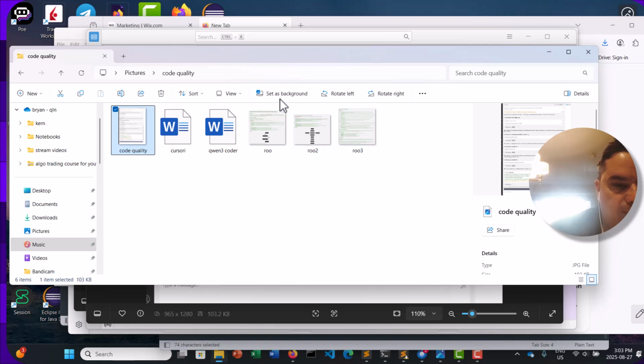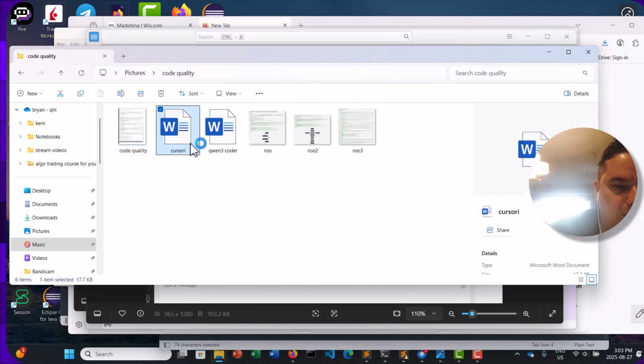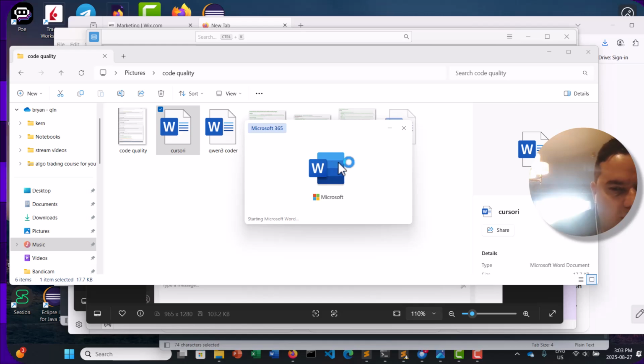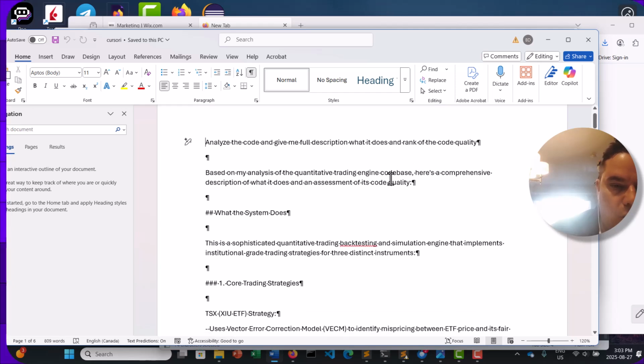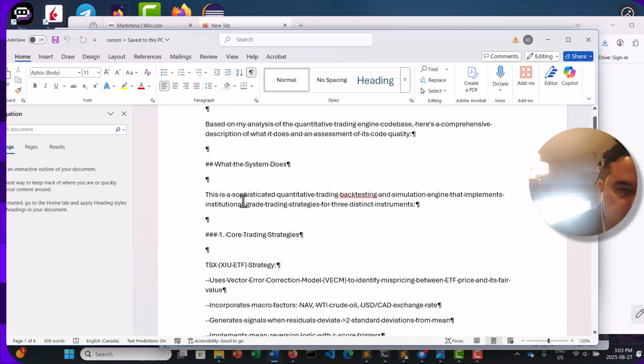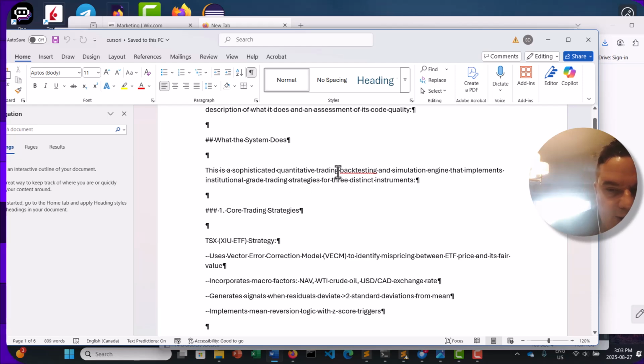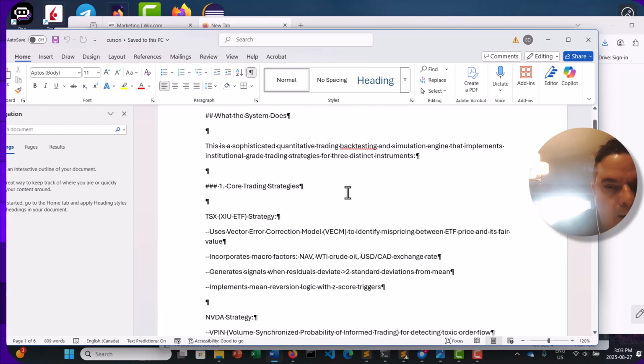All right, so the first one we can look at is Cursor AI and see what the output for that was. The prompt used was: analyze the code and give me a full description of what it does and the rank of the code quality. Based on the analysis, it describes what the system does, and again there are two separate outputs of the same use case. Generally, it's trying to generate a backtest, and it also simulates the engine that implements the institutional grade testing strategies used for three separate distinct instruments.